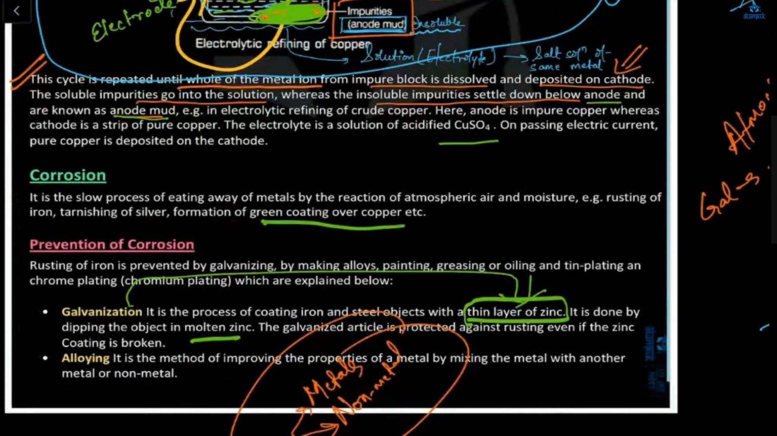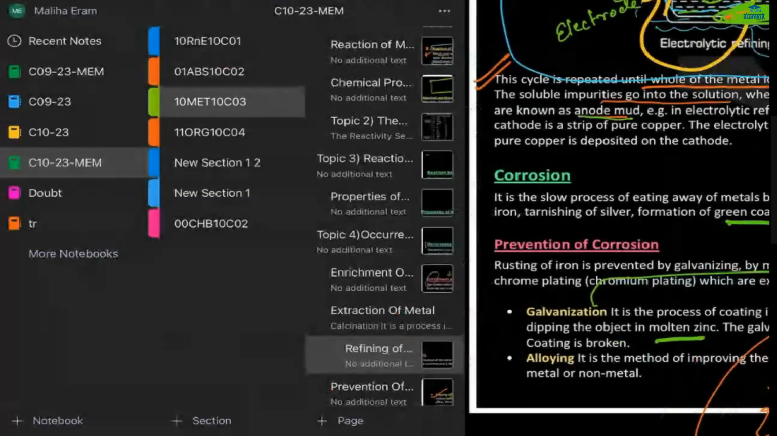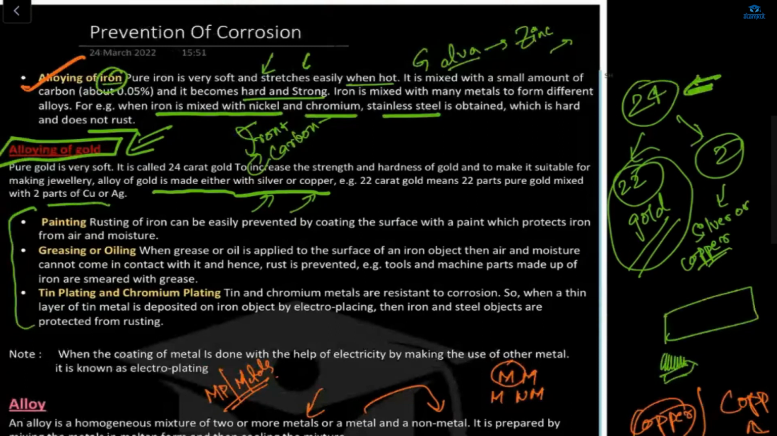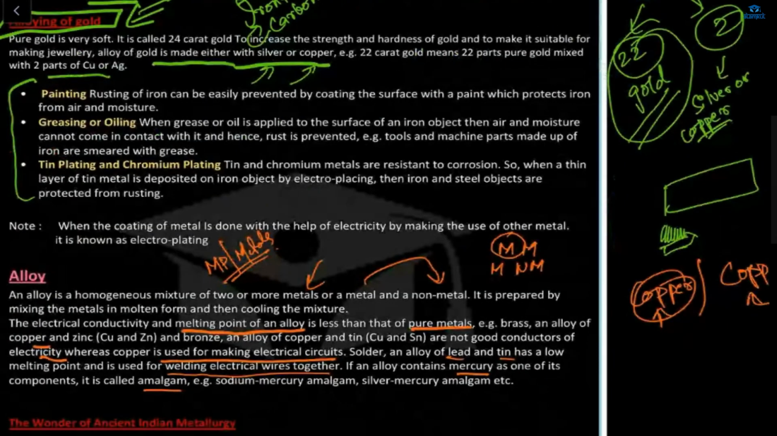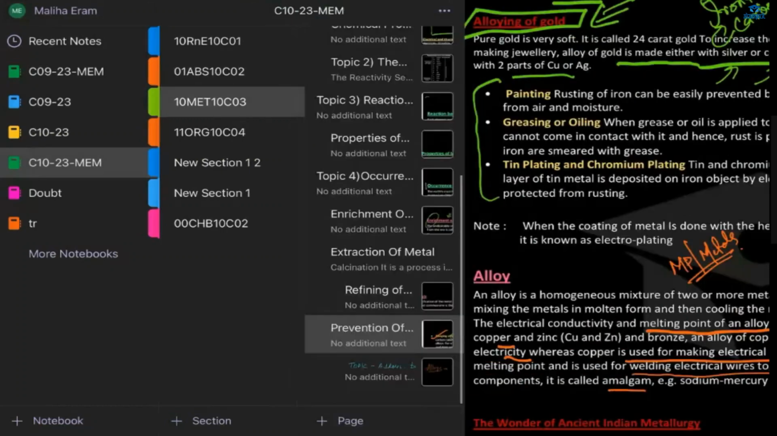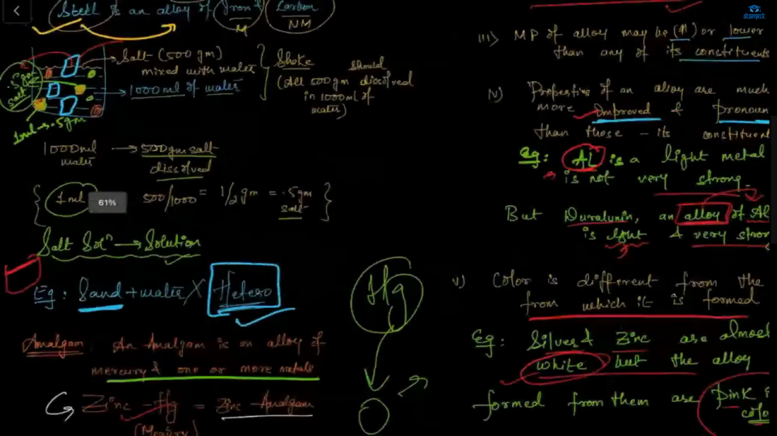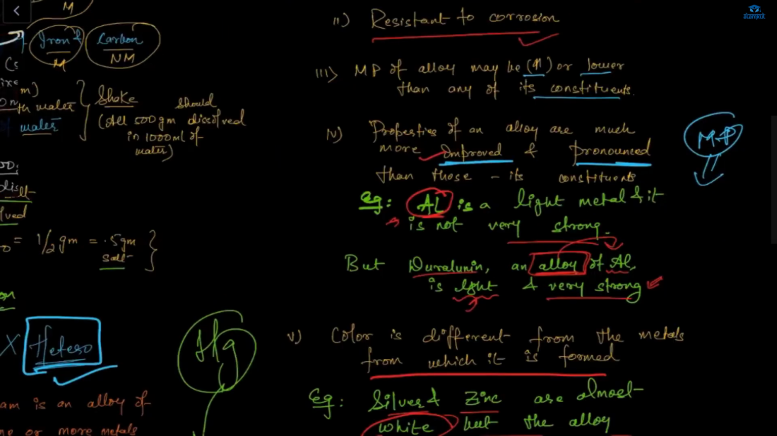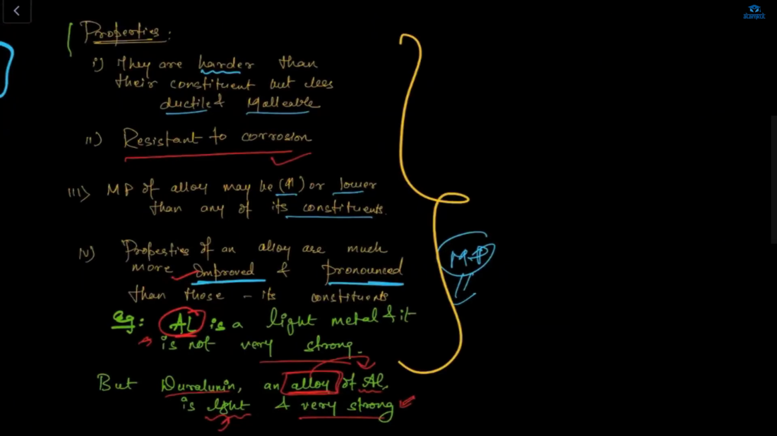Corrosion, prevention of corrosion, three processes: galvanization, alloying, and the last is your. And in the alloying, there's iron, gold. Okay, what is an alloy? An alloy is a mixture of metal or metals or non-metals, and the melting point of an alloy is less as compared to your metals. Last, we discussed the amalgam. Amalgam means the mercury which is present as one of the constituents is known as the amalgam, like zinc amalgam, copper amalgam, okay, silver amalgam. So these are the properties of your amalgam.